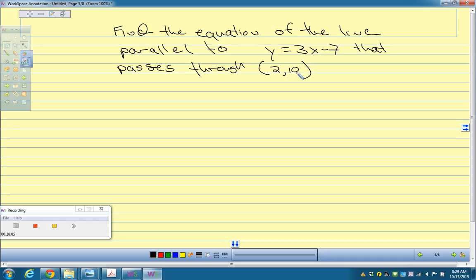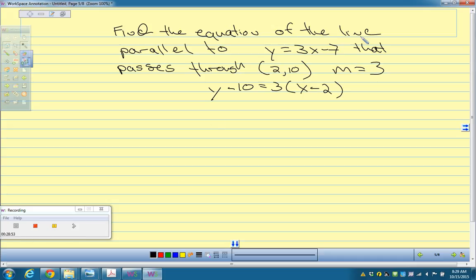What do you know about lines that are parallel? What about their slopes? They have the exact same slope. So what is the slope of this line? 3. So you just look at this line and you say the slope is 3. Now you just plug both of those things into your point slope formula. You don't need to put it in slope intercept form, point slope. Y minus 10 equals 3 times x minus 2. And that's it. That's all you have to do. Is that hard? Okay, so your turn.